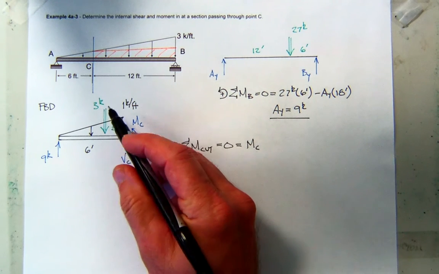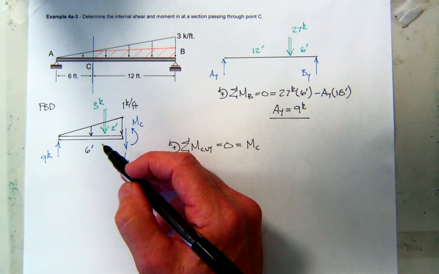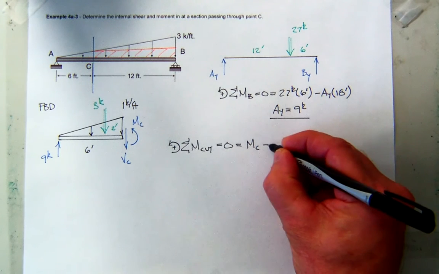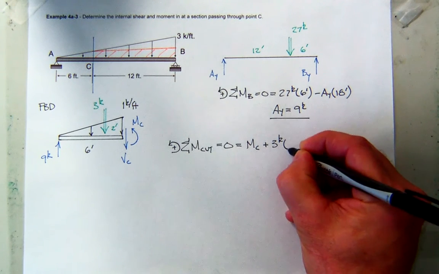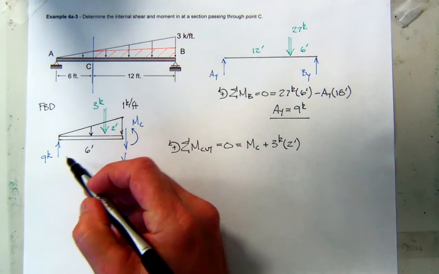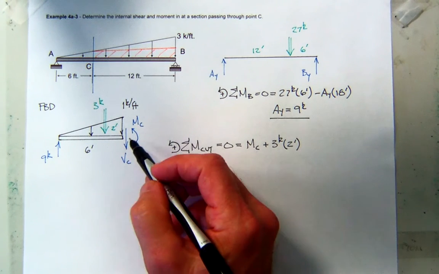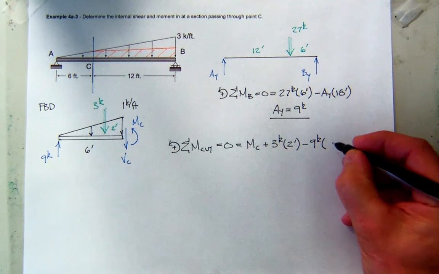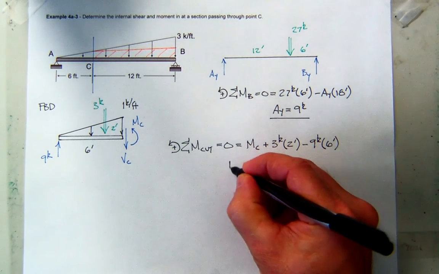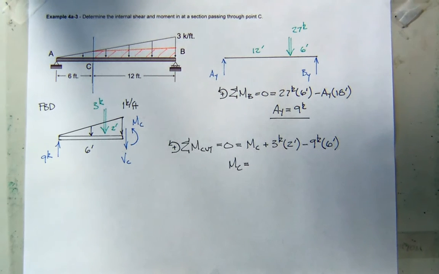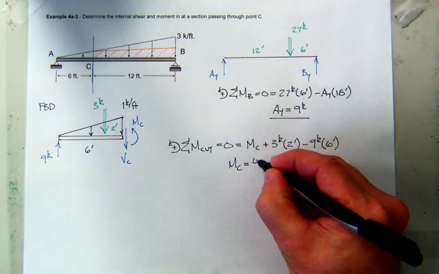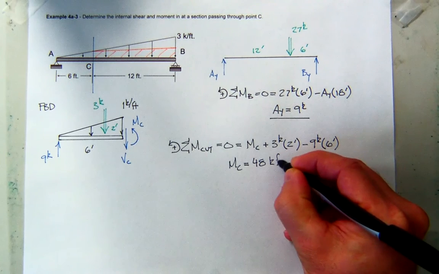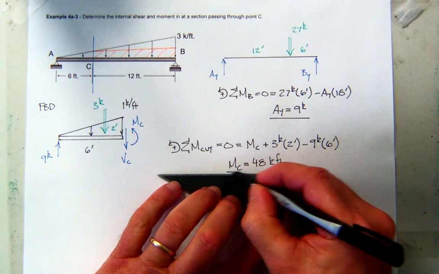About the cut, the concentrated equivalent force creates what kind of moment? Positive. So the force is 3 kips, and the moment arm is 2 feet. The reaction force, 9 kips, creates what kind of moment about C? Negative. That's 9 kips, and the moment arm is 6 feet. So you should be able to solve for the moment at C. It looks like it's going to be positive. It's going to be 48. Is it 48? Yes. The units are kip-feet, and it came out positive, so I have a positive bending moment.